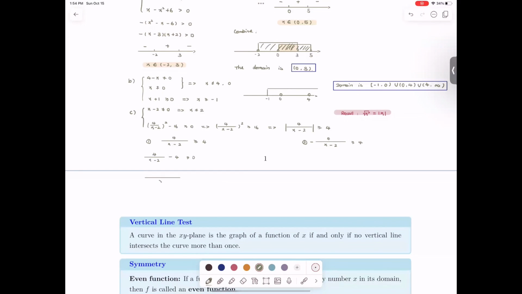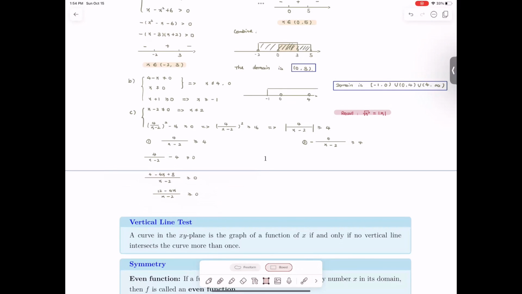Okay, so I'm gonna move 4 to the other side, common denominator. I'm gonna have x minus 2, and on top I'm gonna have 4 minus 4x plus 8 is greater than or equal to 0. And then this 4 plus 8 is going to be 12 minus 4x. So 12 minus 4x over x minus 2 is greater than or equal to 0. Then what do I do now?